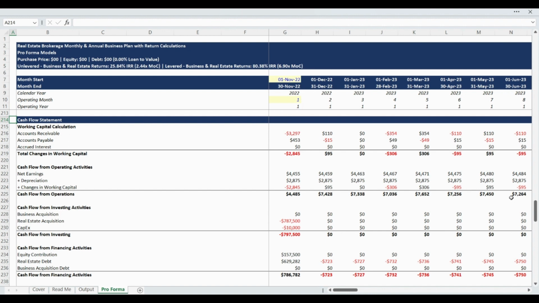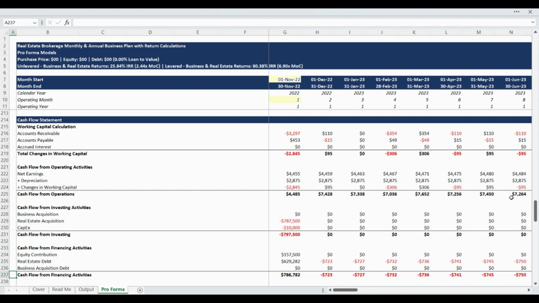A cash flow statement is presented next, which begins with a calculation of the monthly changes in net working capital. The cash flow statement is organized in an industry-standard format with cash flows broken out by operating, investing, and financing activities.